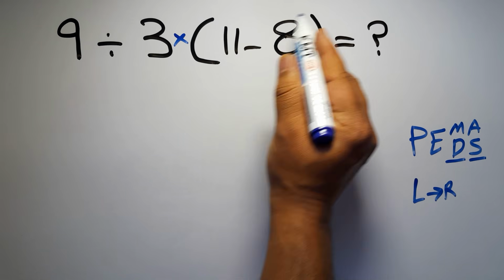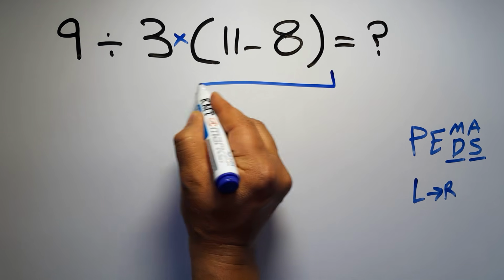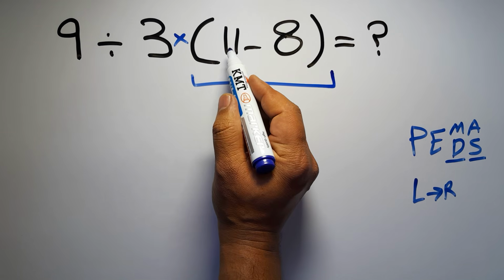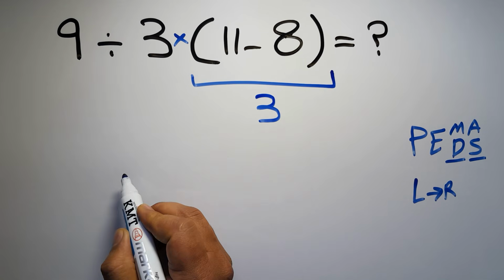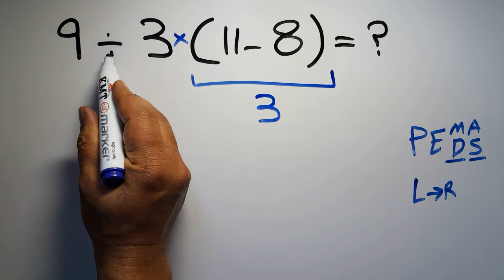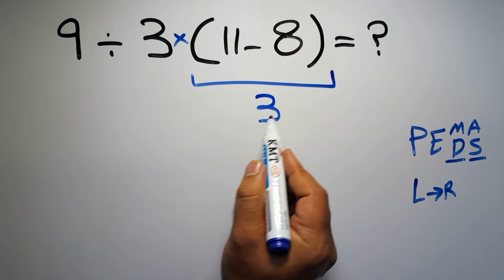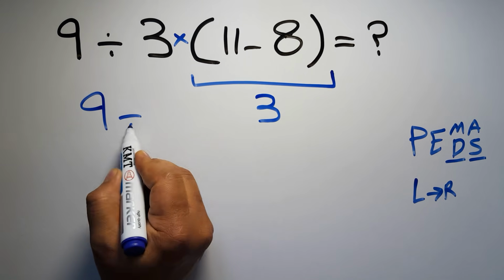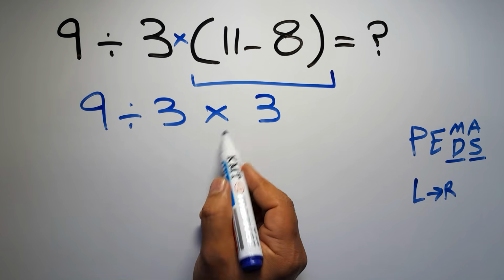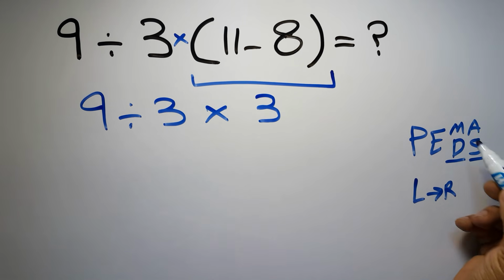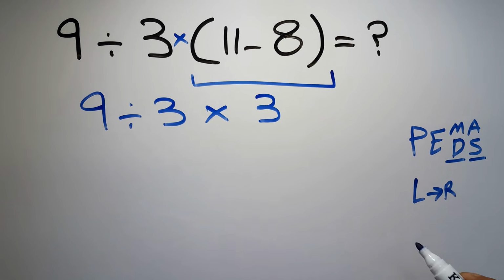So first we have to do this parentheses. Inside this parentheses we have 11 minus 8, which equals 3. So we have 9 divided by 3, then times 3. Now we have one division and one multiplication. As I said, multiplication and division have equal priority and we have to work from left to right.